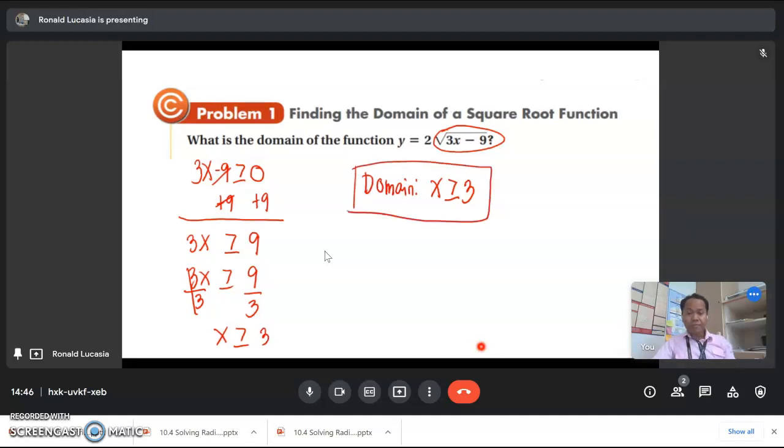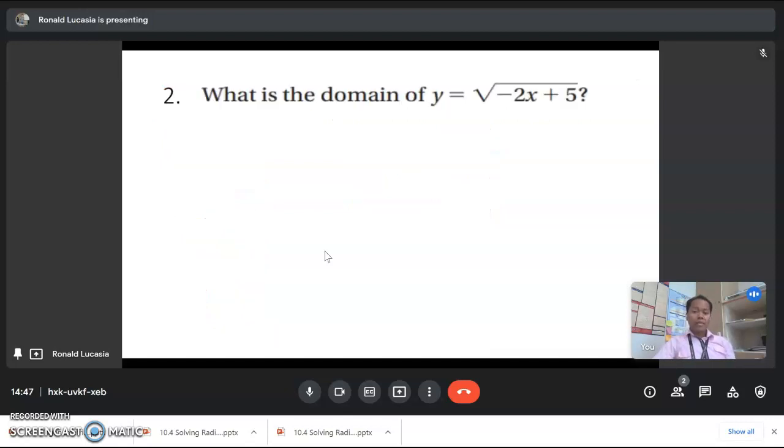Now, let's have number 2. What is the domain of the function y equals the square root of negative 2x plus 5? I repeat, we are only concerned with what's inside the radical sign, and the radicand is negative 2x plus 5. The value of negative 2x plus 5 must be greater than or equal to 0.